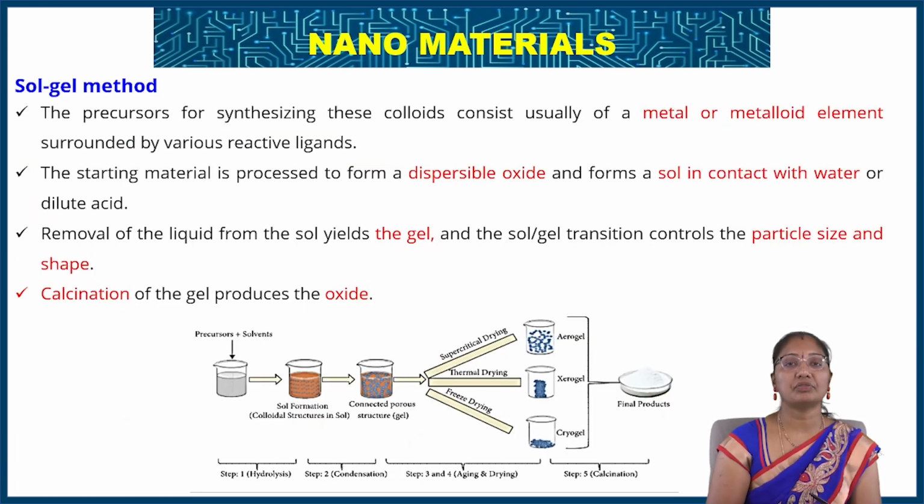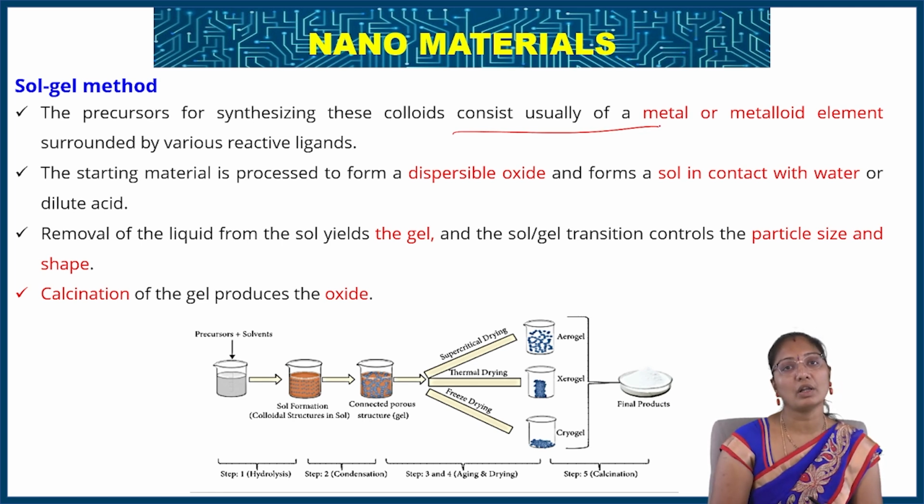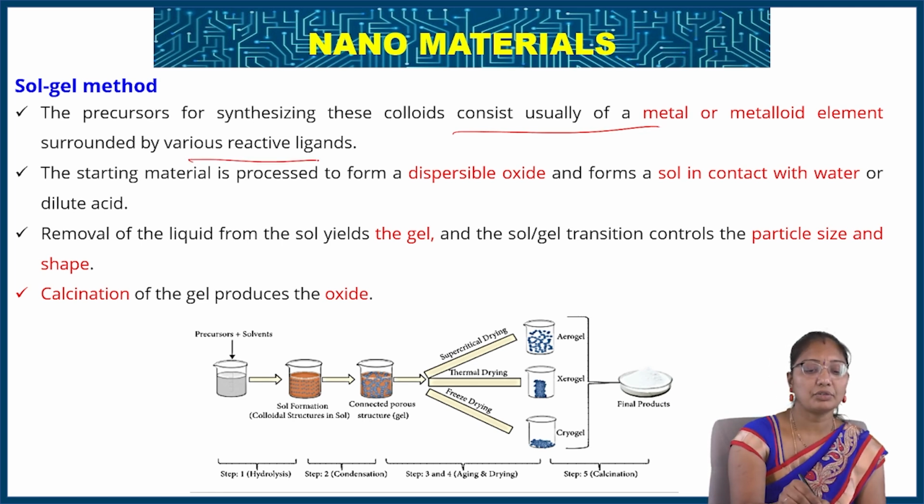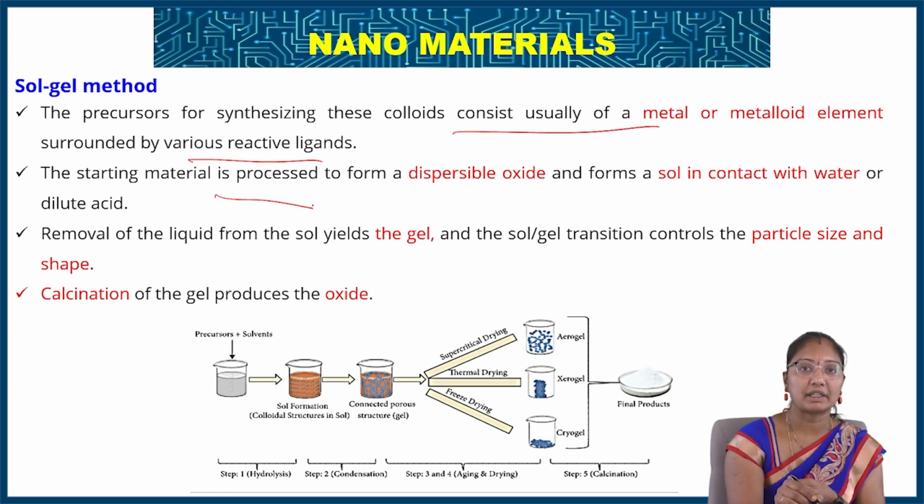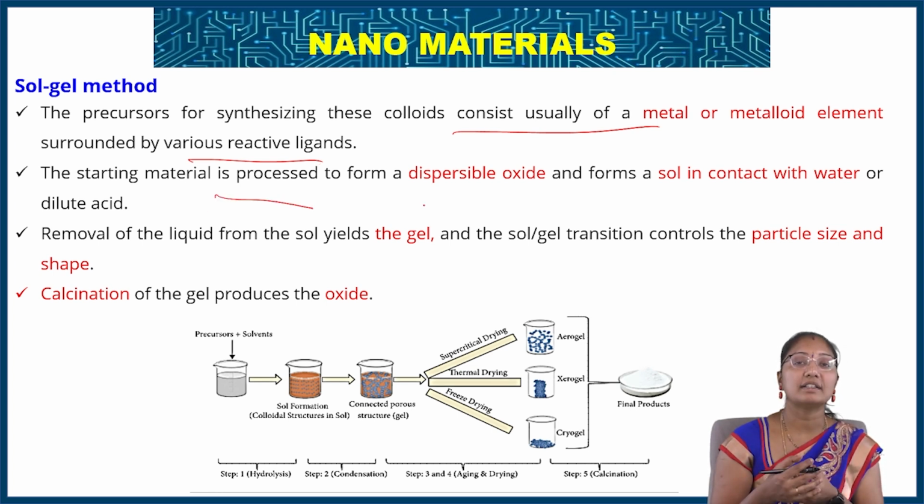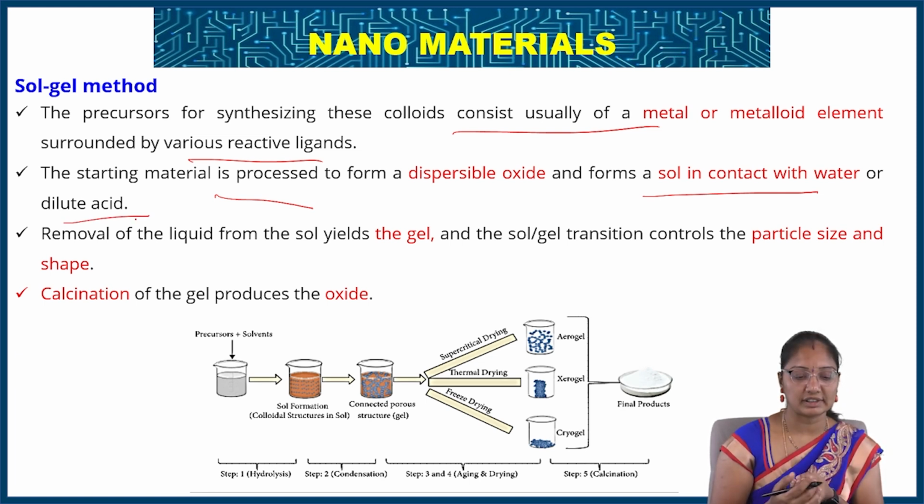So the precursors for synthesizing these colloids usually consist of a metal or a metalloid element surrounded by some reactive ligands. The starting material, meaning the precursor used, is to form a dispersible oxide. So the metal oxide is used to form a dispersible oxide and forms a salt in contact with water or dilute acid. This is called hydrolysis.